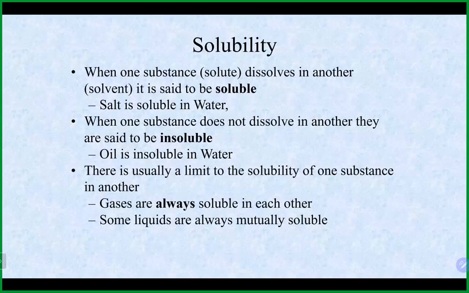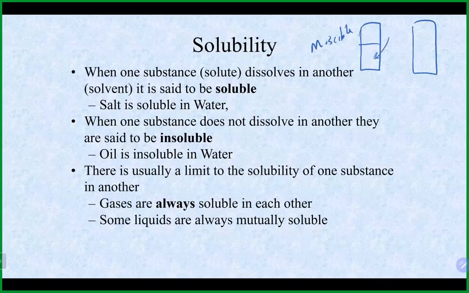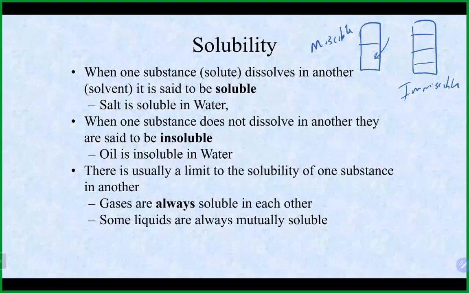Sometimes when we talk about liquids, we use the words miscible and immiscible. Miscible means that it all dissolves, basically all looks like one layer. Immiscible means that we would see different layers. So sometimes instead of soluble and insoluble with liquids, miscible and immiscible are used, and they mean the same idea. Miscible basically means soluble, immiscible means insoluble.